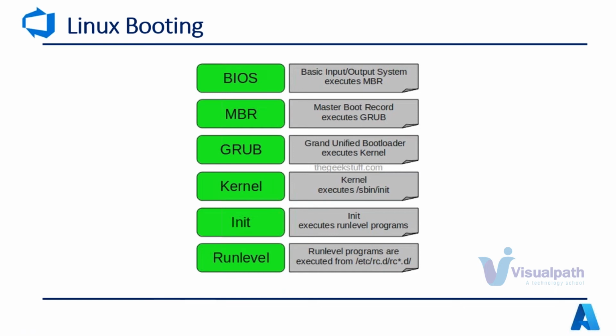Now once this MBR is executed, in case of Linux, MBR knows where the grub is. Grub is a bootloader. We'll see how the grub menu looks exactly. Grub is a bootloader which MBR executes, and it is a piece of code with a lot of functions and settings that we can perform on the grub menu. I'll explain that. Then this grub executes the kernel.